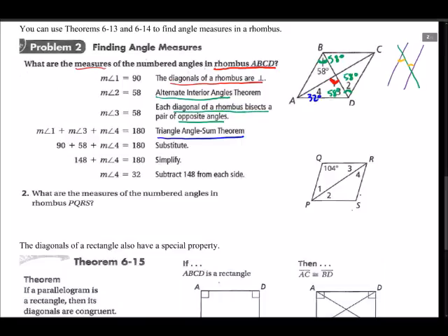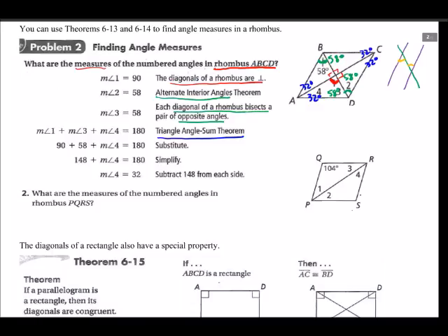And if we wanted to continue on, we know that this is 32 degrees, this is 32 degrees, and this is 32 degrees. Because the diagonals bisect opposite angles, and we have alternate interior angles, and we also know that the opposite angles of a parallelogram are congruent. And we also know that all of these are 90 degrees as well, right? A whole bunch of right angles in there. So rhombuses are pretty cool.